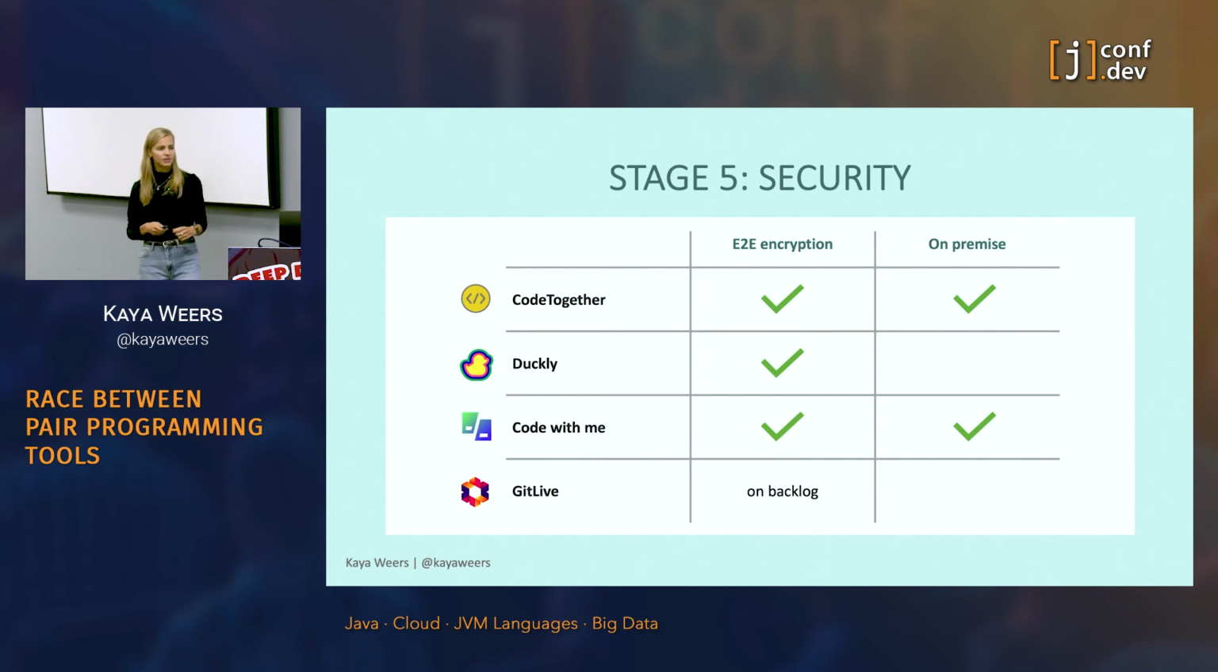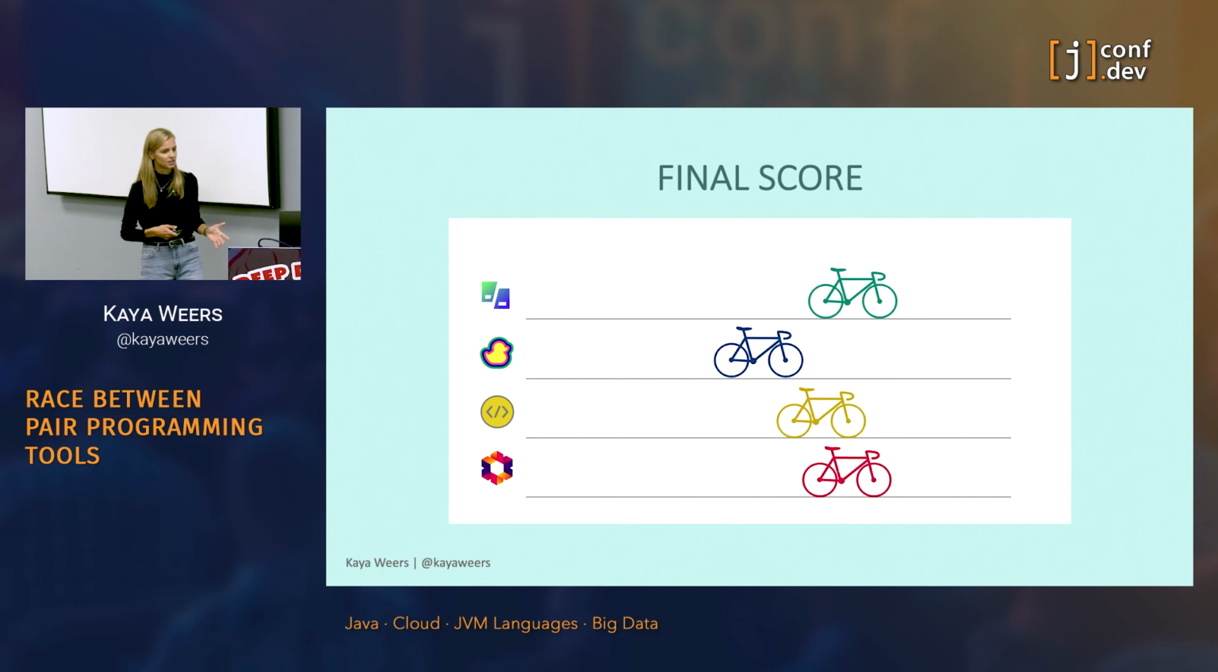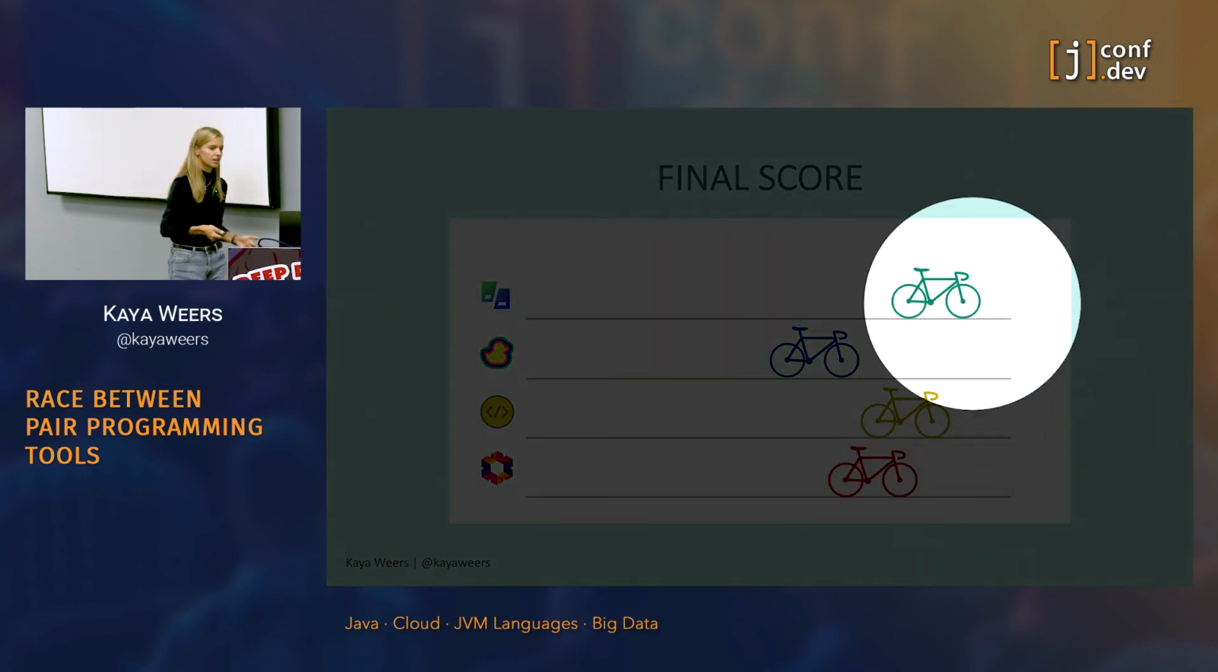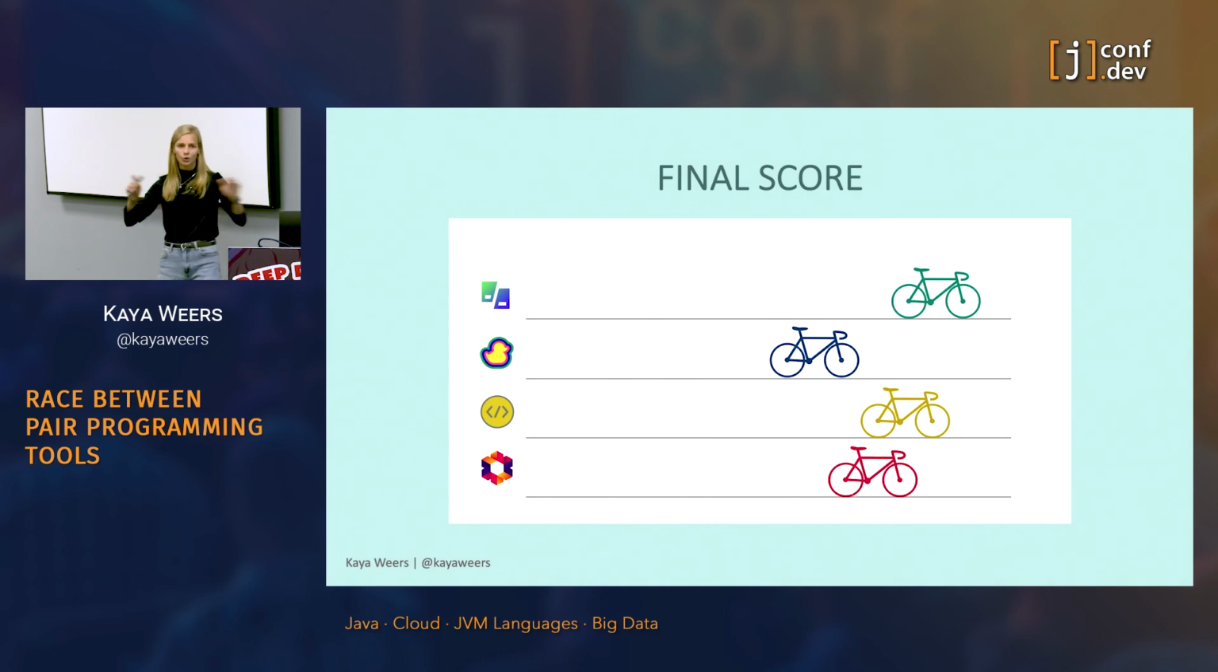So now we have again two winners, Code Together and Code with Me, because they have the same specs. And this is directly your final score. And we saw that Code with Me has won the whole tour. Yay! And I think that's valid because Code with Me, for me, is an excellent tool. It has a lot of functionality, but it's also easy to use and it's convenient that you can just work in IntelliJ. But that's directly the downside.